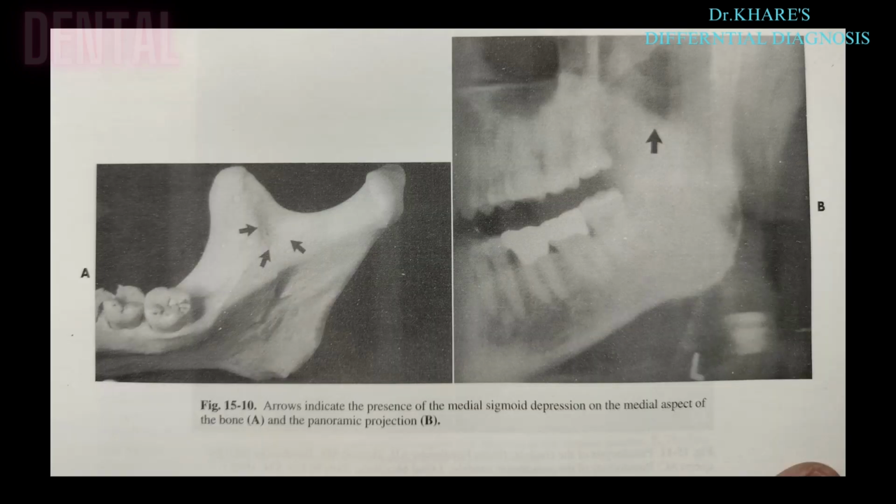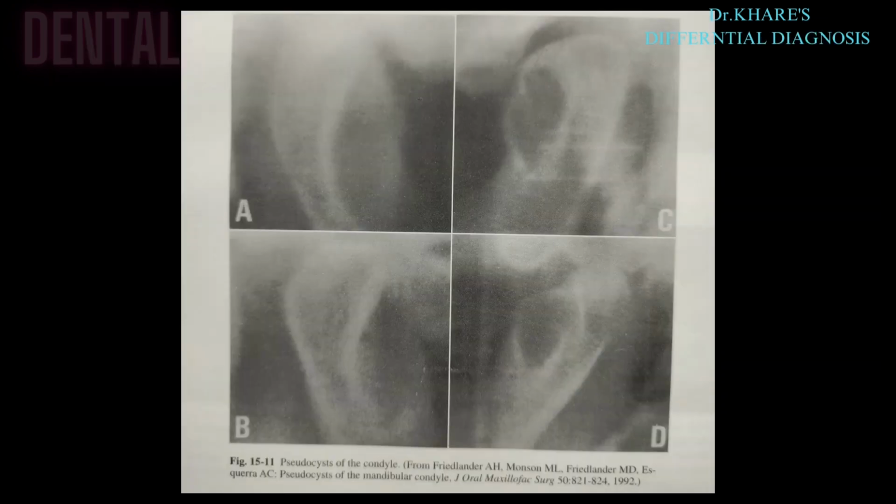Here in the picture A, arrow indicates the presence of a medial sigmoid depression on the medial aspect of the bone. The radiograph B is the panoramic projection showing the sigmoid depression. Here the radiograph A, B, C and D all show presence of pseudocyst of the mandibular condyle.